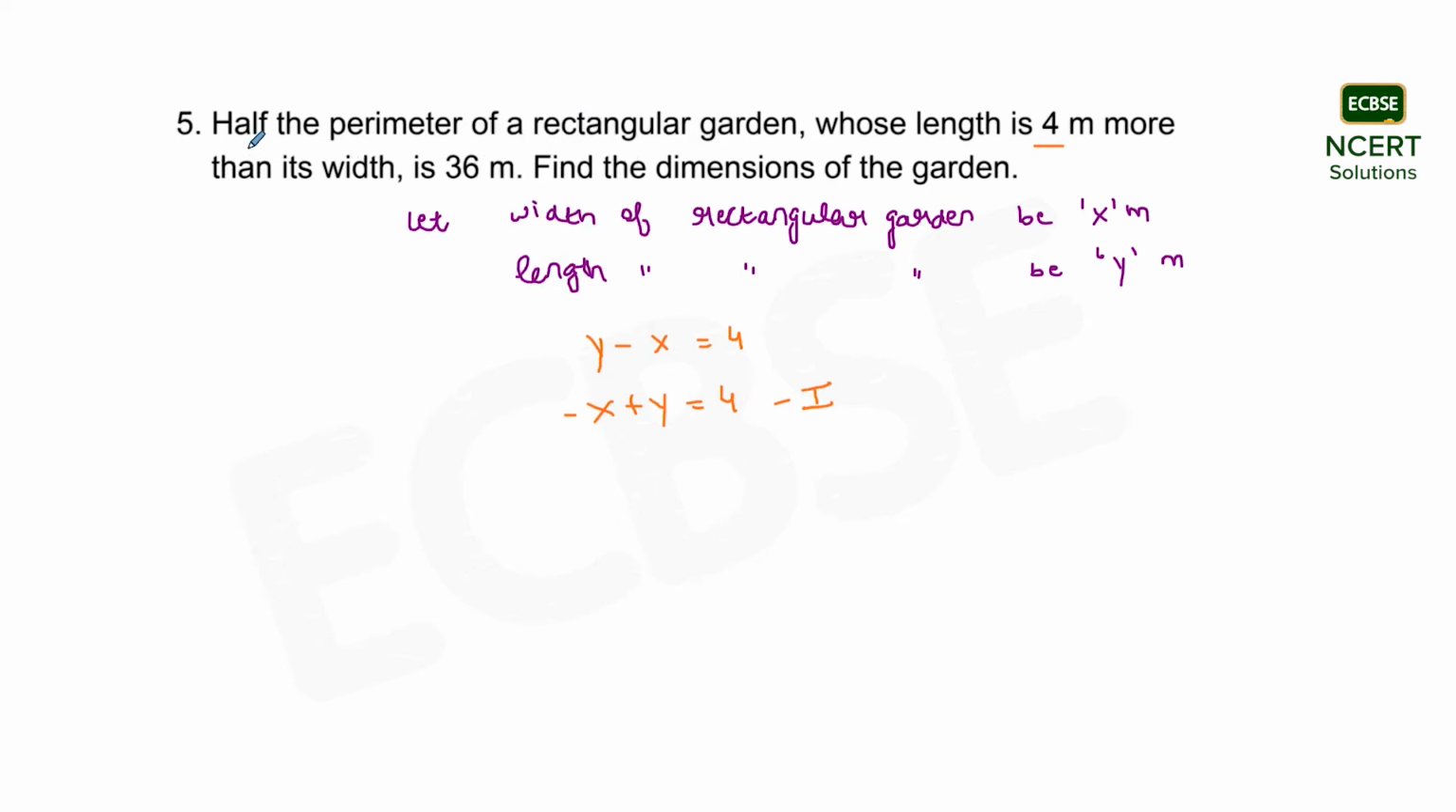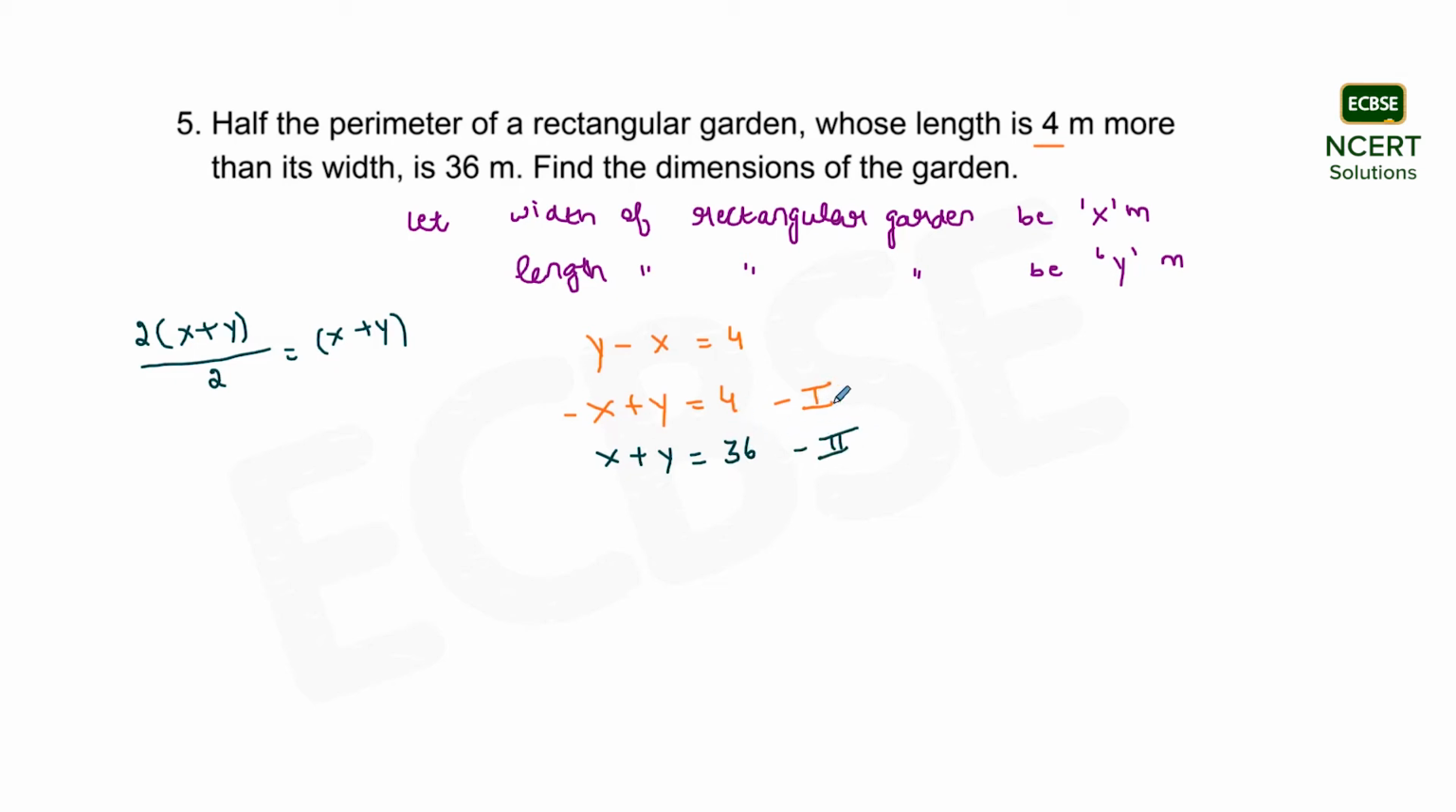And also it's been given that half the perimeter of the rectangular garden is 36 meter. As we know, the perimeter of a rectangle is 2 into (x plus y), that is 2 into (length plus width). And it's been given in the question that half the perimeter means we need to divide the perimeter of the rectangular garden by 2, which comes out to be equal to x plus y. So, x plus y is equal to 36 according to this statement. Let me mark this as the second equation.